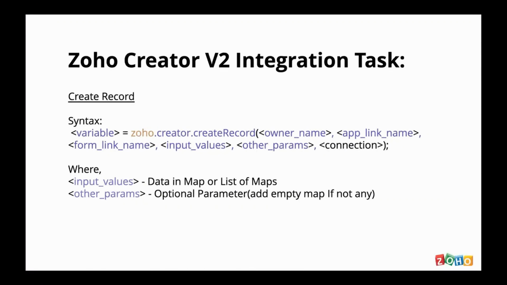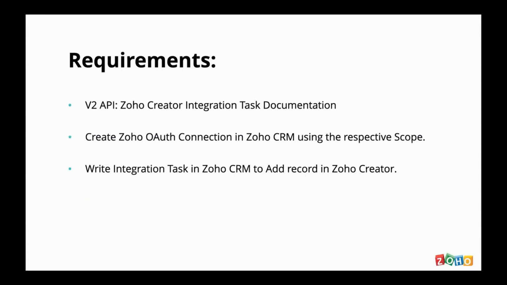So that's important. We need to have the Zoho integration task documentation. You can find the V2 Creator integration task documentation in the handles section. Then you need to create a Zoho OAuth connection in Zoho CRM using the scope. Again, scope is important, so the OAuth connection is required to be created based upon the scope. And write an integration task in Zoho CRM to add a record in Zoho Creator.